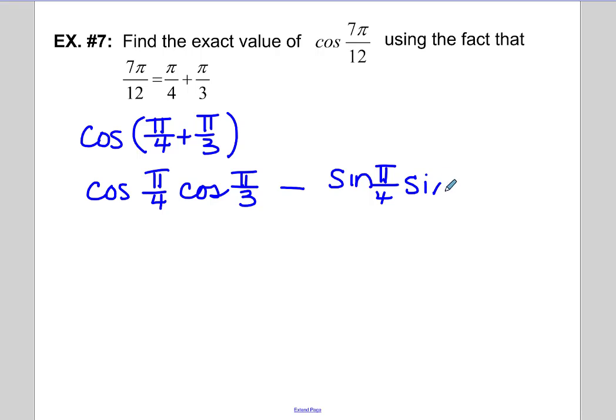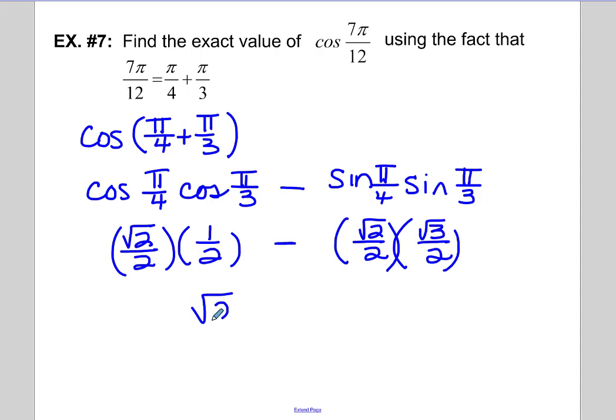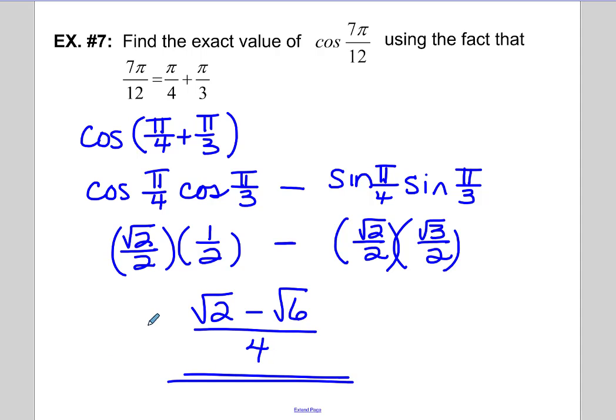And then go back and evaluate for each trig function. Cosine pi over 4 and sine pi over 4 are both square root of 2 over 2. But cosine at 60 degrees is 1/2, and sine at 60 degrees is radical 3 over 2. We have subtraction. So again, square root of 2 minus square root of 6 divided by 4 is the cosine of 7 pi over 12. So that's the exact value of that.